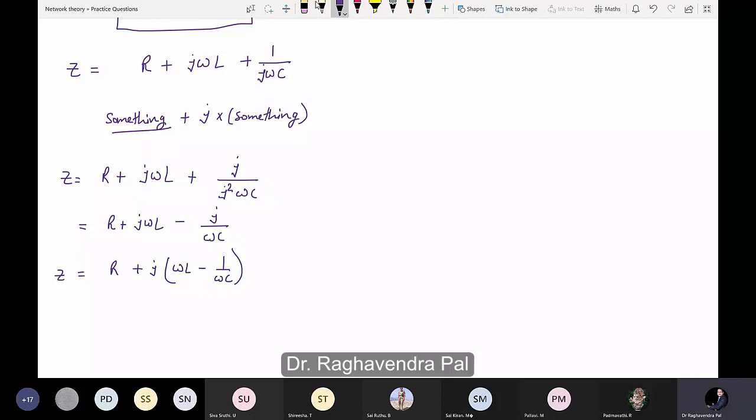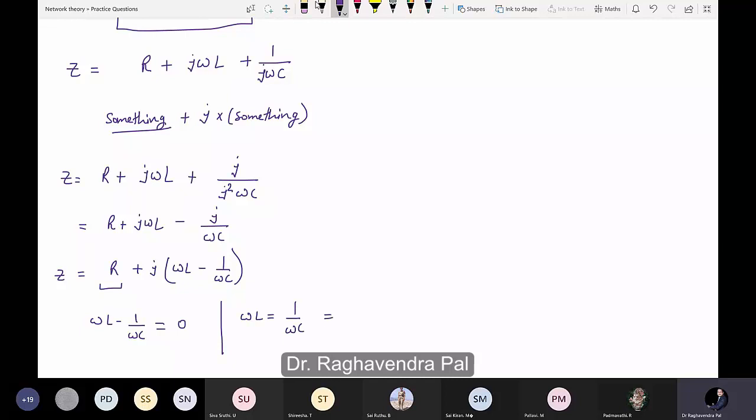So Z is in which form? If you see, it is in this form now. j is multiplied by some value and R is there. Okay, this something is R, and this something is omega L minus 1 by omega C. Correct? So what I told you, put this value equal to 0. So omega L minus 1 by omega C is equal to 0. Okay. So what is there now? Omega L is equal to 1 by omega C.